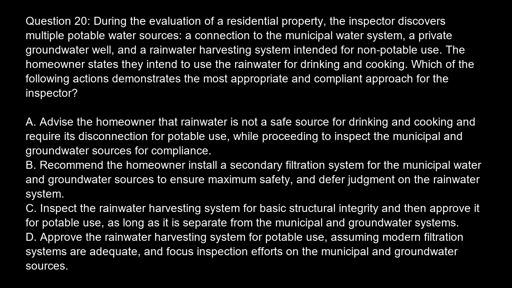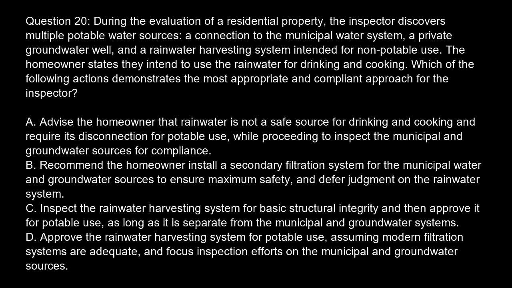Question 20. During the evaluation of a residential property, the inspector discovers multiple potable water sources: a connection to the municipal water system, a private groundwater well, and a rainwater harvesting system intended for non-potable use. The homeowner states they intend to use the rainwater for drinking and cooking. Which of the following actions demonstrates the most appropriate and compliant approach for the inspector?